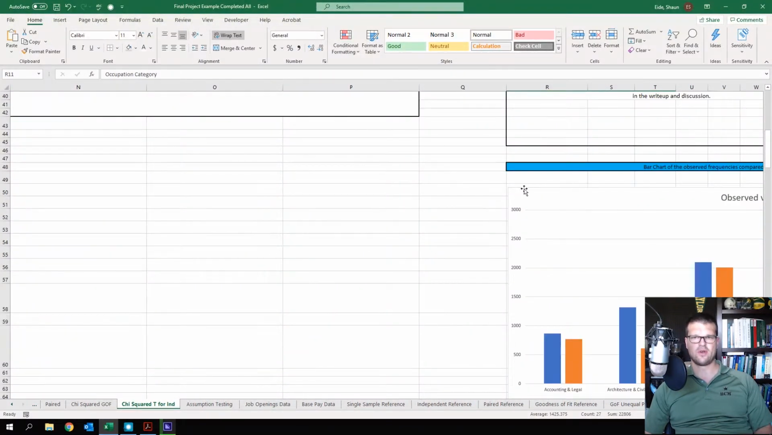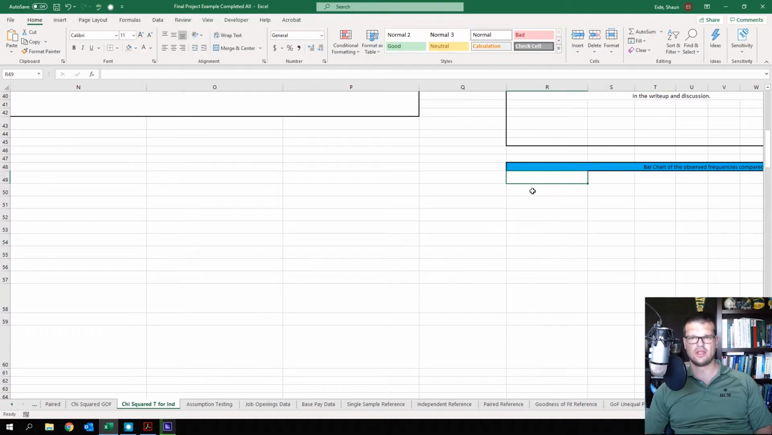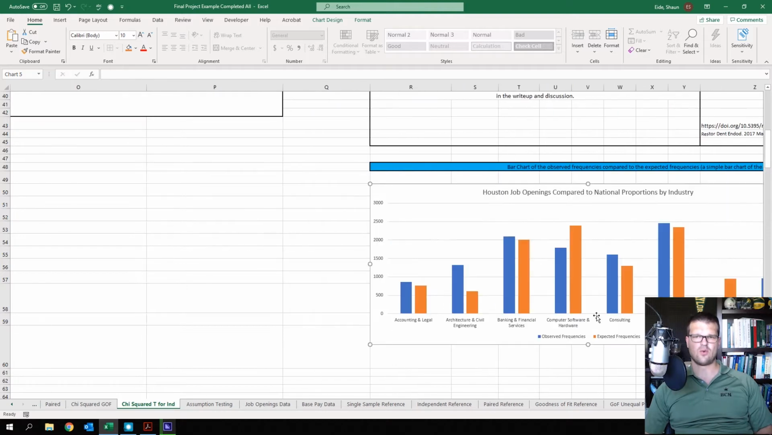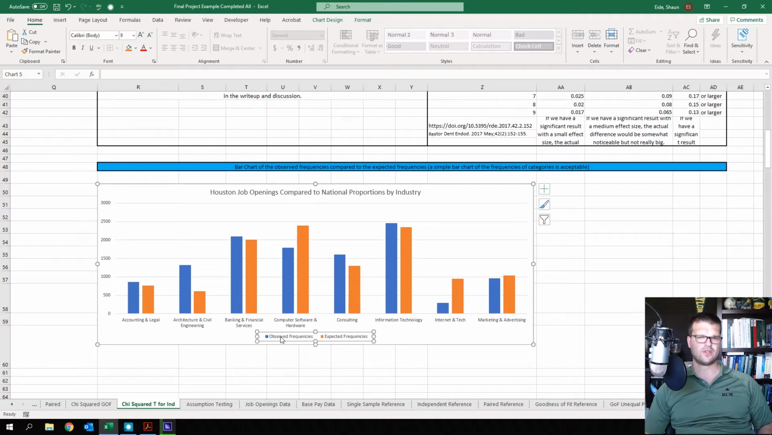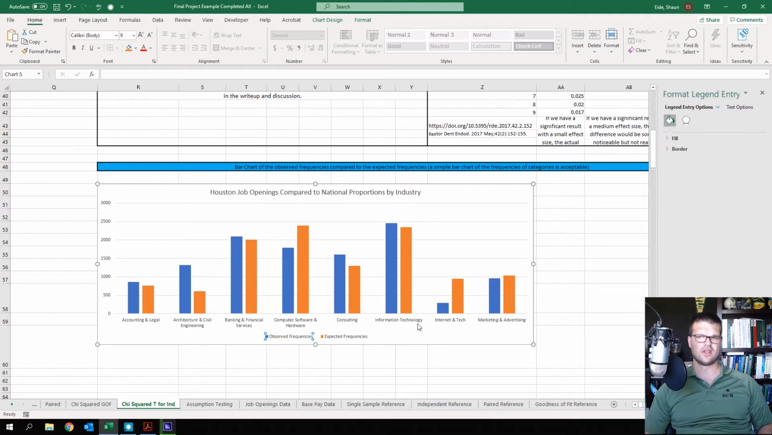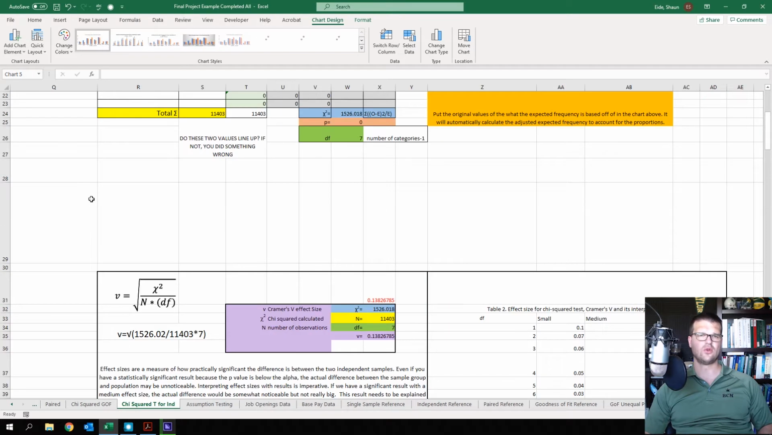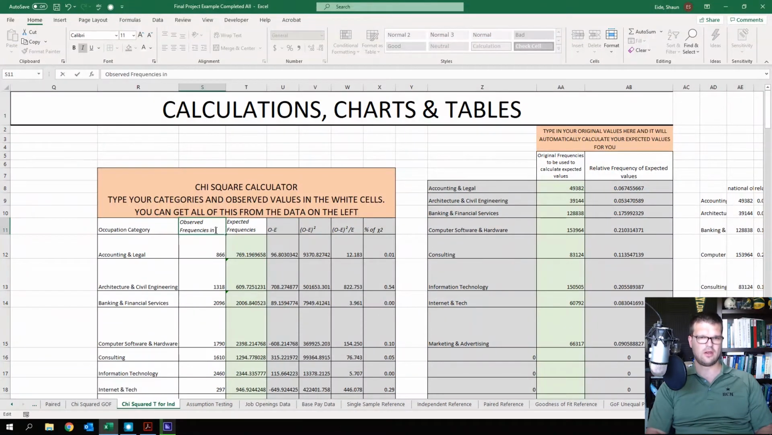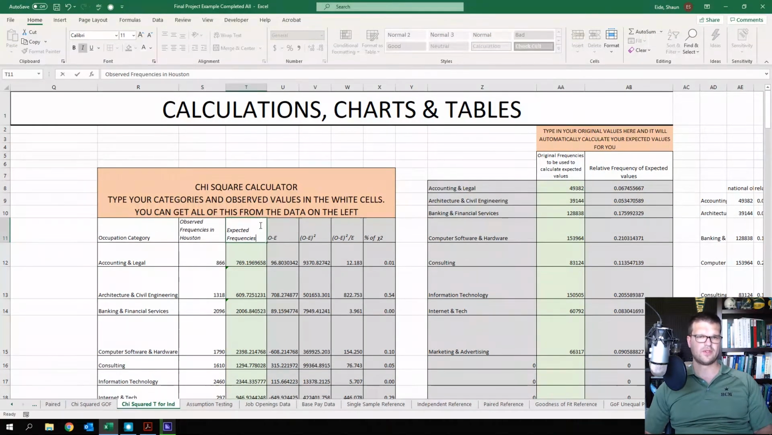That's all that you've got to do, but bring it down here, which I already had down here, but I'm going to delete it and press Control V. You've got to know how to interpret that as well, right? So you've got the orange, which is what's expected by the national, and then you've got the blue, which is what's actually occurring in Houston. So you could even adjust this and say observed frequencies in Houston, expected frequencies from national proportions.